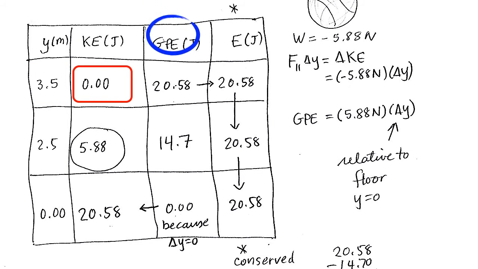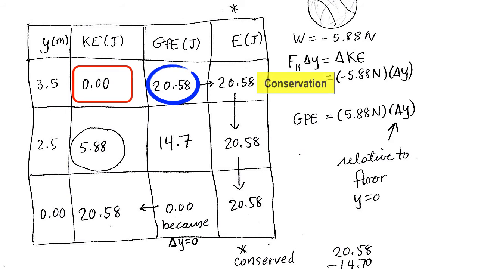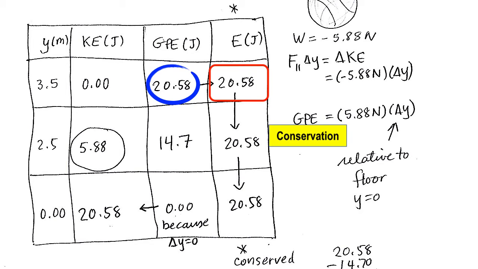So let's go through it again. There's the GPE calculation, conservation of energy, 20.58 in this column, 20.58 all the way down the column, including this row, and now 14.7 for your calculation. And that is GPE at the elevation 2.5 meters above the gym floor. So 5.88 times 2.5 is 14.7.